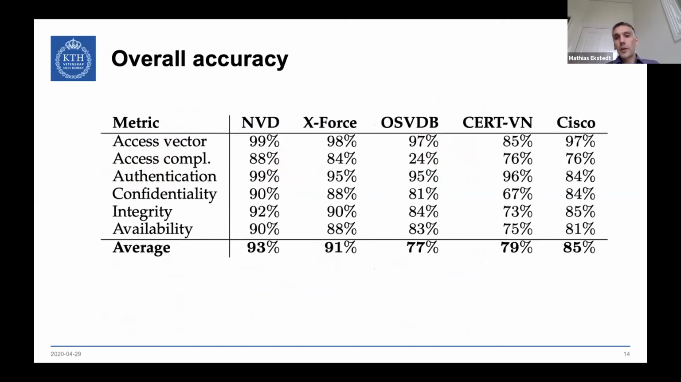So here's another way of trying to aggregate things. How well did they perform? How accurate were all of the scorings, all of them taken together? The most aggregated result we got was that NVD was on average 93% correct, and the worst score we got was for OSVDB at 77% correctness or accuracy.